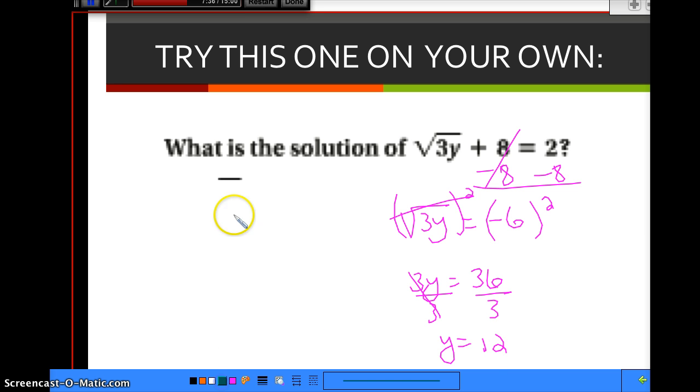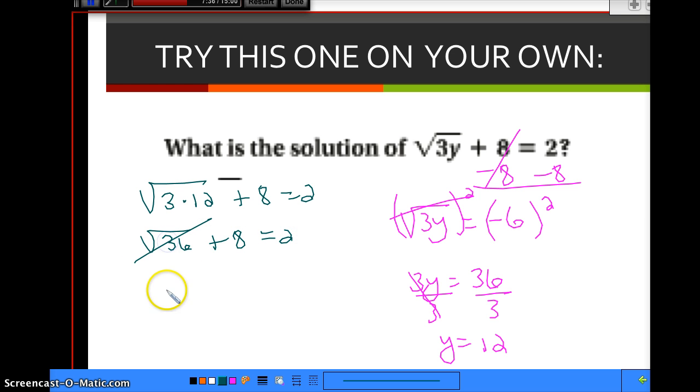Is that right? I don't know. I need to check. 3 times 12, plus 8 out here. 3 times 12 is 15. Oh, I'm sorry, 36. I'm adding that. Plus 8 equals 2. The square root of 36 is 6. Plus 8 equals 2. 6 plus 8 is 14.